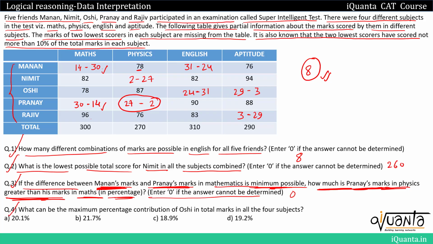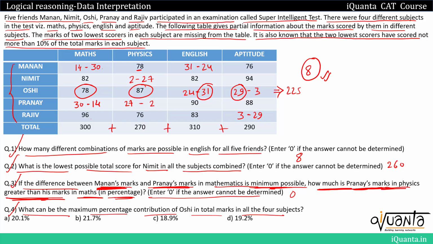Next question is, what can be the maximum percentage contribution of Oshi in total marks in the 4 subjects? So we are talking about Oshi. Let us maximize her marks. 78, 87 here. We have to maximize, so we'll give 31 over here and 29 over here. So if we calculate Oshi's marks in all the subjects, 78 plus 87 plus 31 plus 29, it gives me a score of 225. Now we have to find out the percentage contribution of Oshi in total marks in all the 4 subjects. So total marks in all the 4 subjects, we will have to add all these, 300 plus 270 plus 310 plus 290, which gives me a total of 1170.